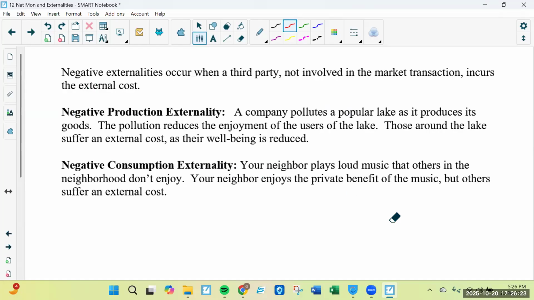Negative consumption externality. Let's suppose next year you're in a dorm room, you're at college, you're a senior, and you're trying to go to sleep. It's 11:30 at night, you've got a big test the next morning, and you've studied and you're ready to go to sleep. You go to sleep, and your next door neighbor is playing loud music.